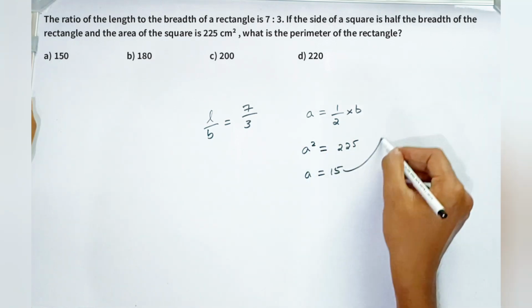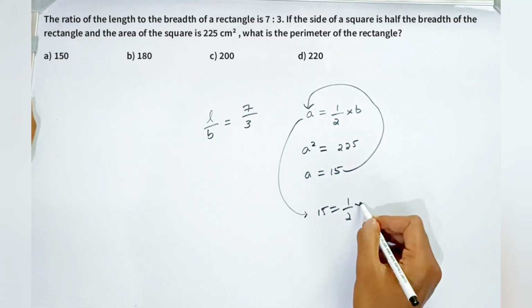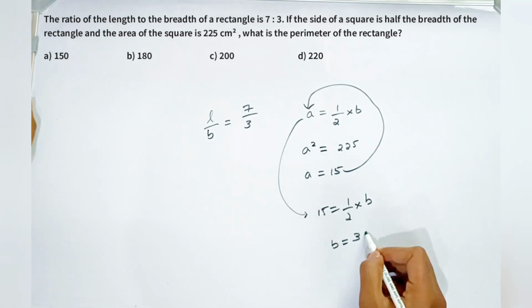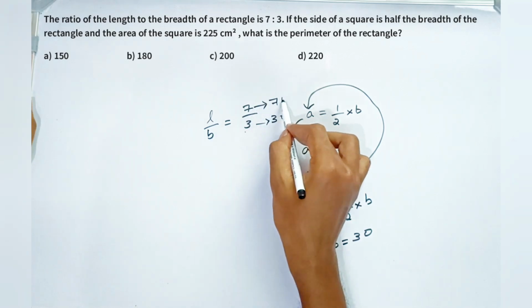So I am substituting a in this formula. It is given that 15 is equal to 1 by 2 b. B is nothing but 30. If b is 30, 3 parts is 30, 7 parts is 70. So length would be 70.